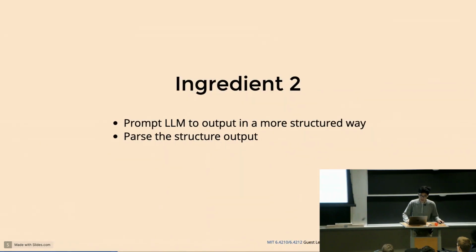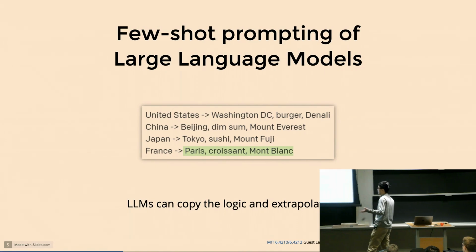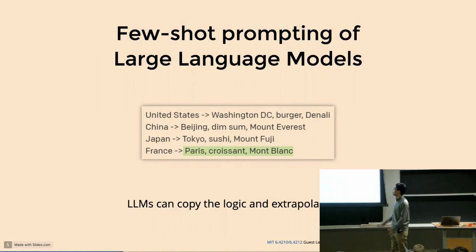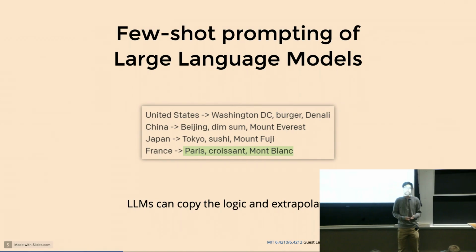The second ingredient is that you can prompt large language models to output in a more structured way and parse the unstructured input into a structured output. For example, the big magic of language models is that they somewhat serve as universal pattern machines, and you just need to prompt it with some logic, and it will be able to copy that logic and apply it to new data. For example, here I typed in United States, Washington, D.C., which is the capital.